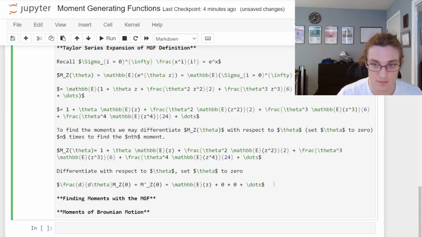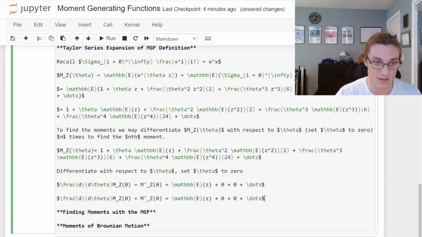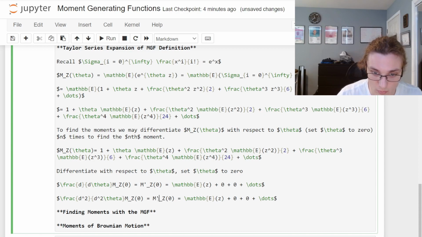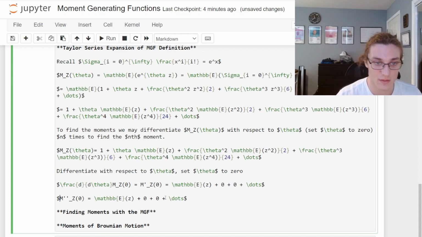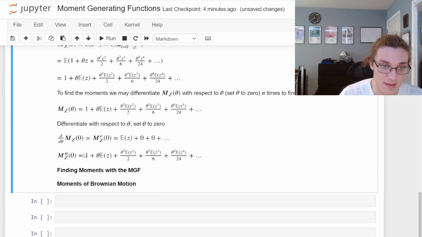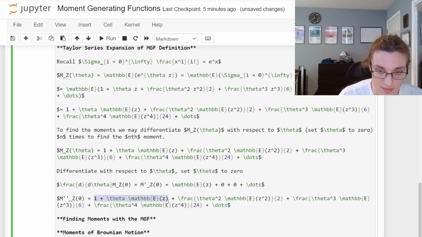What if we do it again? Well, I think you'll find that this pattern continues. So if we differentiate, we can just do M double prime of Z of 0. Let's take a look at the original expansion. Now we need to differentiate this guy twice with respect to the parameter theta. So what happens when we differentiate 1 twice with respect to theta? 0 and then 0. So 1 drops out completely. Differentiate the first moment here, once we get E of z, twice this becomes 0. Okay, so those first 2 terms drop out completely.